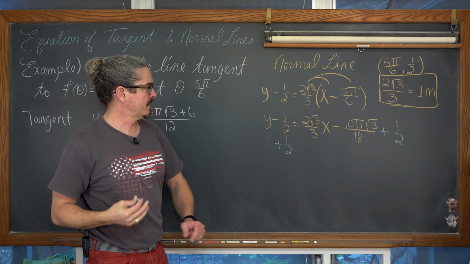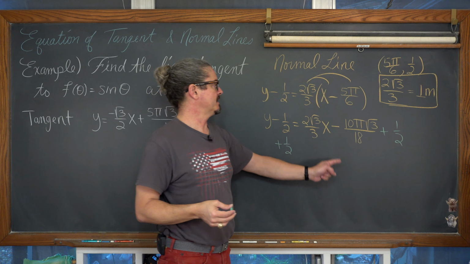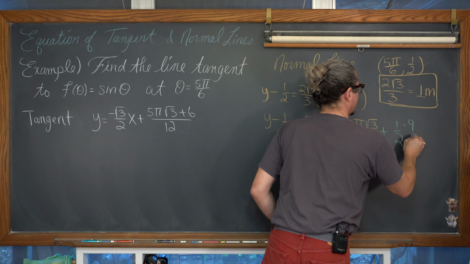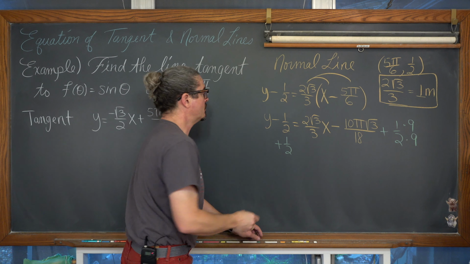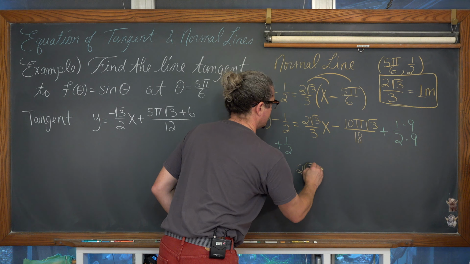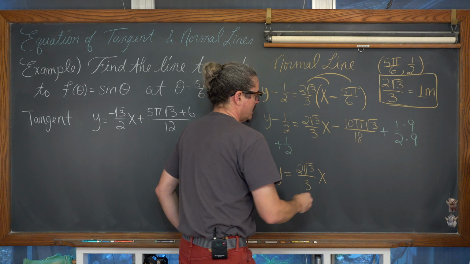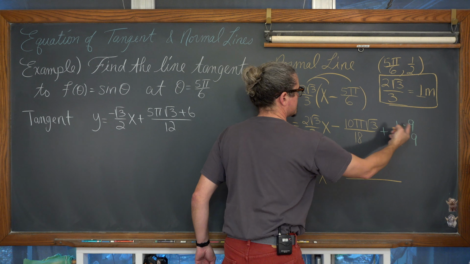We need a common denominator between this term that doesn't have the variable of x in it and our 1/2. So we're going to multiply the numerator and denominator by 9. And that is going to give us a normal line, which is y is equal to 2 square root of 3 over 3x. And I'm going to write plus and bring these two terms together.